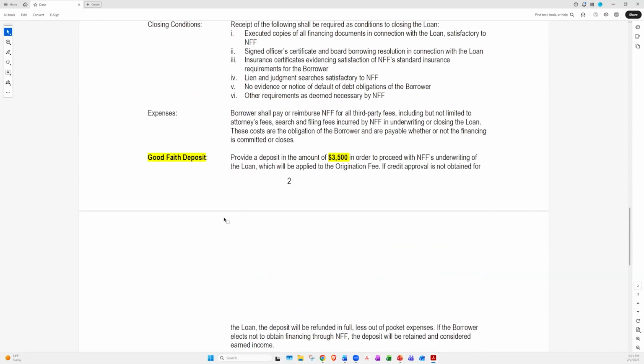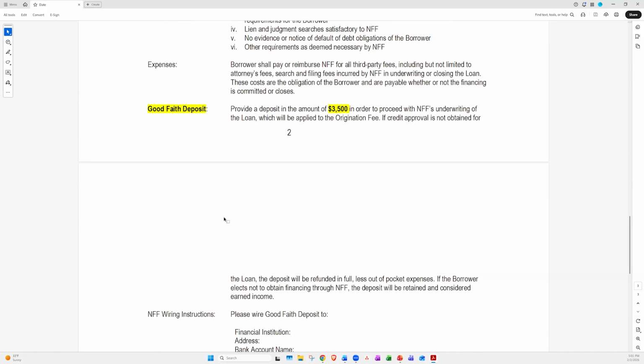So I'm also curious about this good faith deposit of $3,500. Would this deposit be refunded to us if we did not move forward with this line of credit from NFF? If we can't obtain approval for your loan on our side, then yes, the deposit's going to be refunded net of expenses. However, it will not be refunded if you withdraw your application or if we get the loan approved, but you decide to not move forward with closing. Okay. I think this covers the questions I had for today, but this has been really helpful to keep all of this in mind through the process.